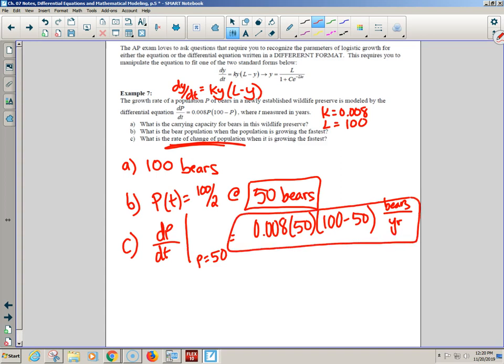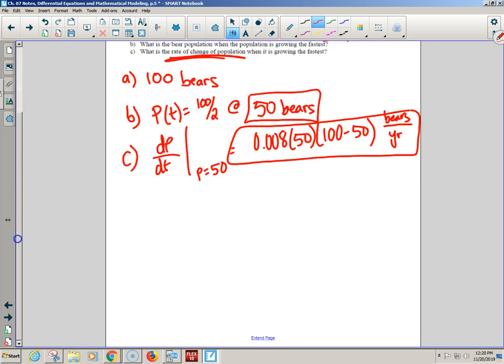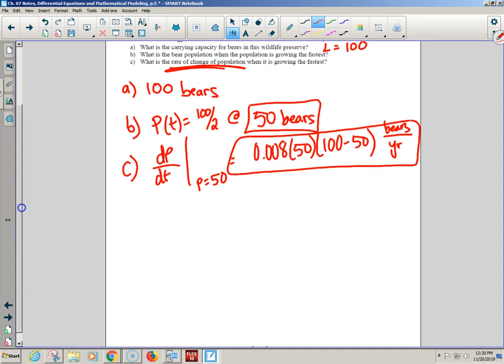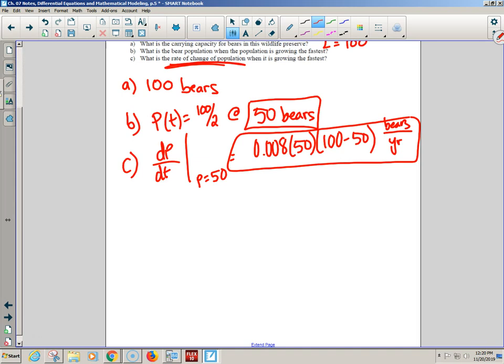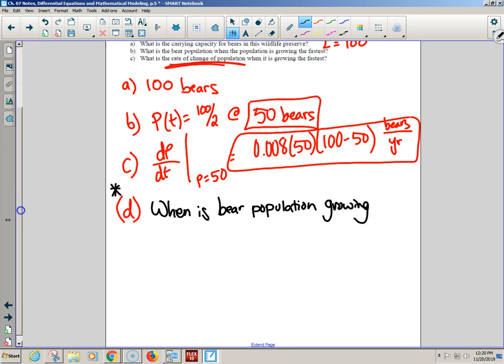Now, hold on. Letter B says, when it's growing the fastest, what is the bear population? Easy, L over 2. Letter C says, when it's growing the fastest, what is the rate of change of population? dPdt, easy, plug in. Letter D, what if they were to ask you, which is a great loaded AP question, what if they were to ask you the when? They don't say when and then actually ask for something else. But they actually want the when. The one question, even though it's been in each of these, the one question that hasn't been asked yet.